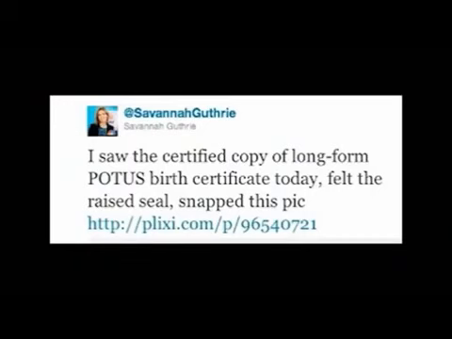Well, Brian, I was actually given an opportunity to look at this birth certificate today. I felt the raised seal. I saw the names, the date, the place of birth, Honolulu, Hawaii.